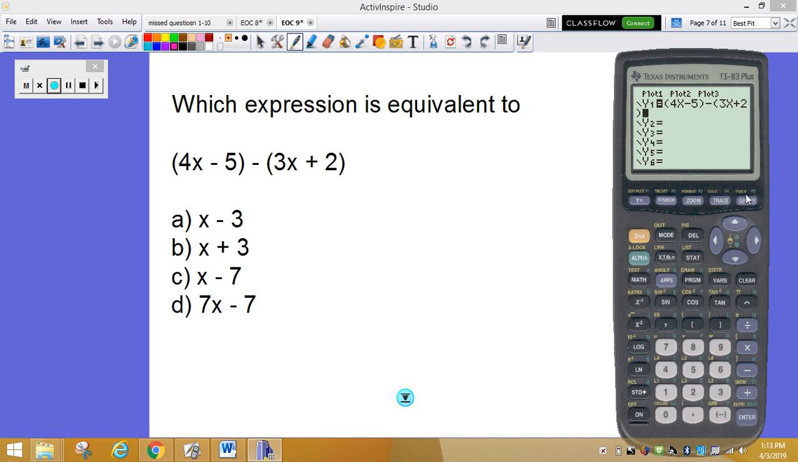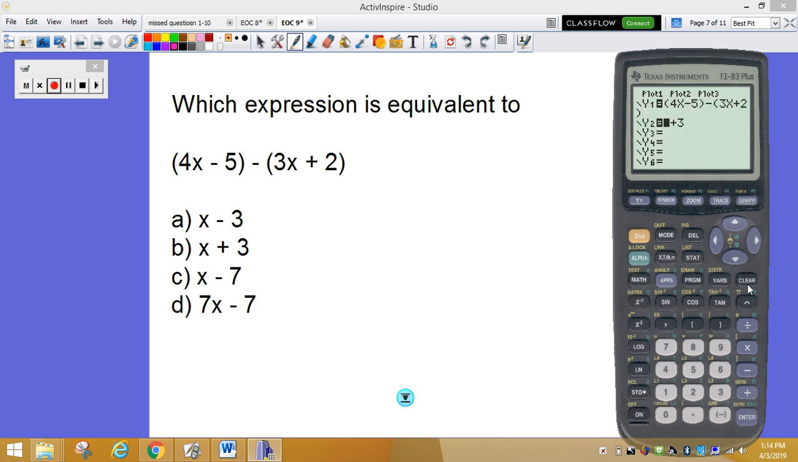I'm going to graph it. So remember, that's what I want my answer to look like. So let's type in A. A is x minus 3. Let's see if I get that same graph. Nope, that's not right. So let's try B. B was x plus 3. Let's see if I get that same graph. There's the first one. Nope, that's not right.